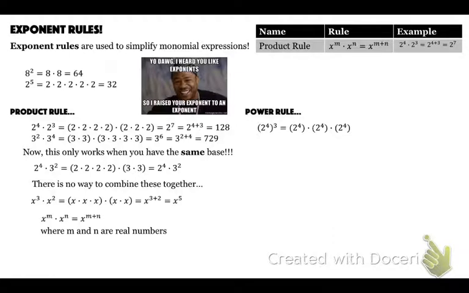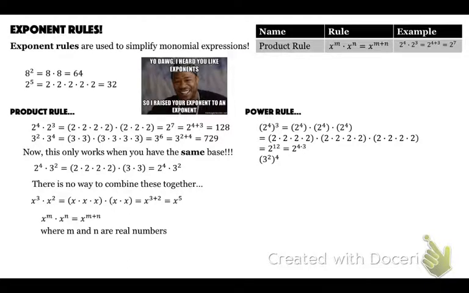Now, each of those we can break up. So 2 to the 4th means we have 4 2s. So that's the same as 2 2 2 2 times 2 2 2 2 times 2 2 2 2. Which means altogether we have 1, 2, 3, 4, 5, 6, 7, 8, 9, 10, 11, 12. We have 12 2s. So that's the same as 2 to the 12th, which is some big number. But it's just 4 times 3. So when we have a power to a power, that just means you're multiplying those together.